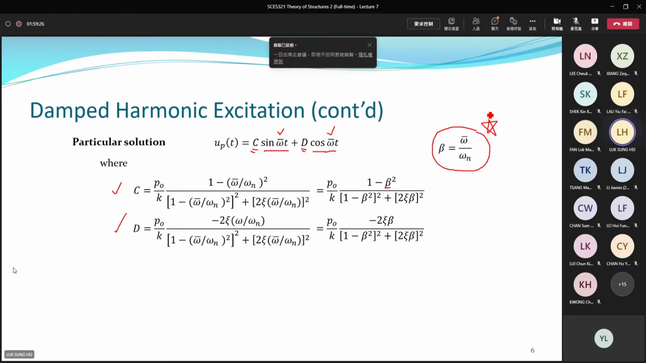Do not reverse the order, because later on, quite a lot of equations are expressed using beta, the frequency ratio. If you reverse the definition, then it becomes another answer. So please remember this definition: loading frequency over natural frequency, omega bar over omega n.